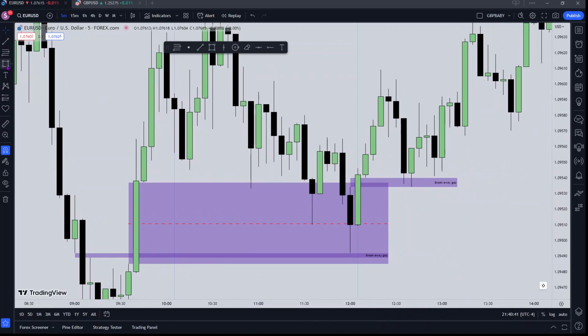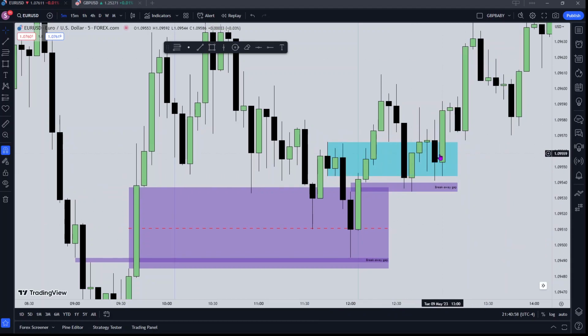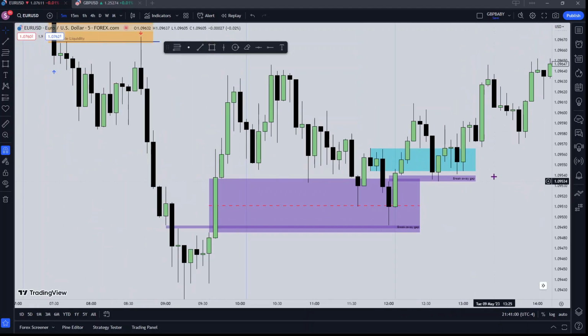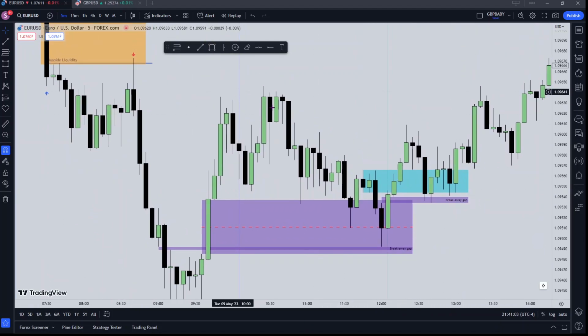And then I'm also going to mark out this breaker block, which I believe is this candle here. Swing low, where's the swing high? Here. And you can see how price treats it. Volume all stays inside it. And I also want to mark out the break in market structure here.